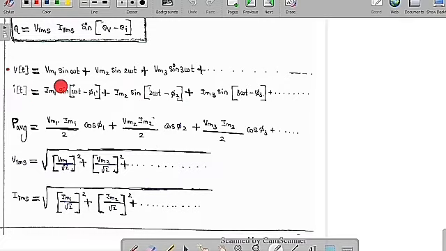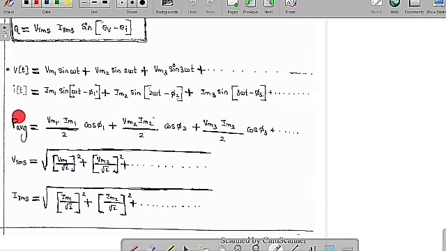Suppose V of t is equal to Vm1 sin omega t plus Vm2 sin 2 omega t plus Vm3 sin 3 omega t, and it goes on. And similarly I of t is equal to Im1 sin of (omega t minus phi 1) plus Im2 sin of (2 omega t minus phi 2) plus Im3 sin of (3 omega t minus phi 3), and it goes on. So in the question they are asking basically what is the average power.